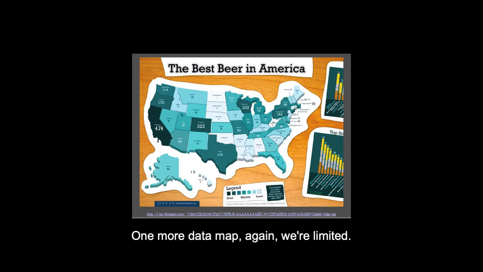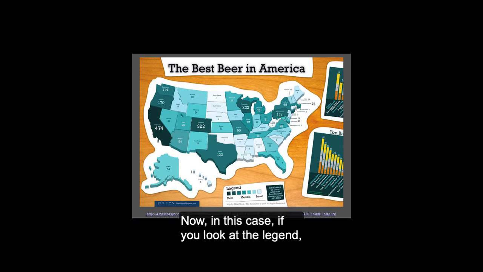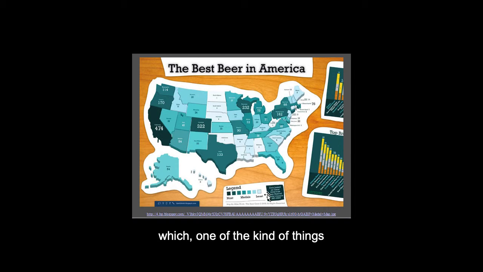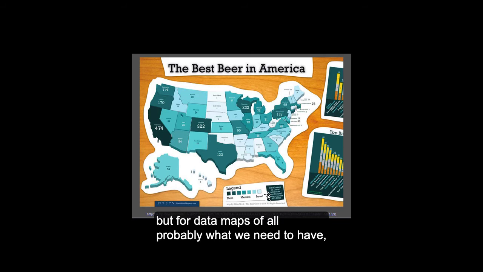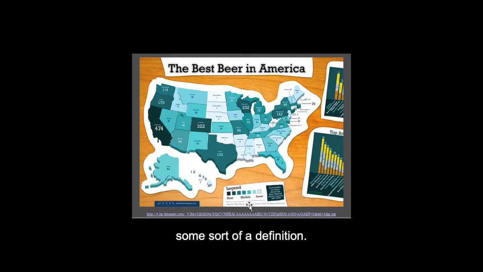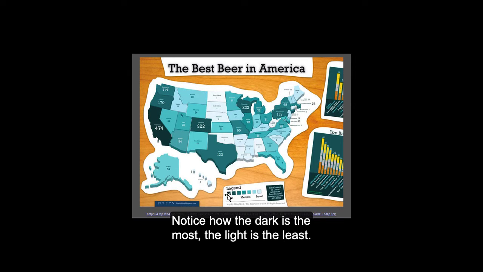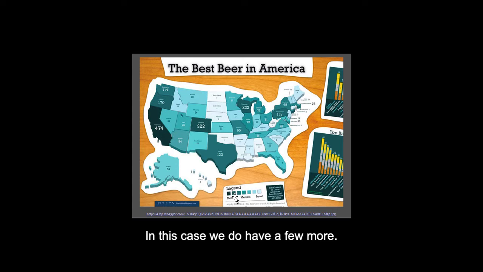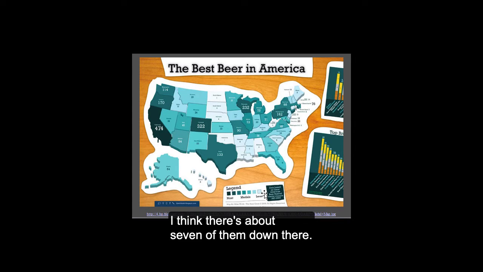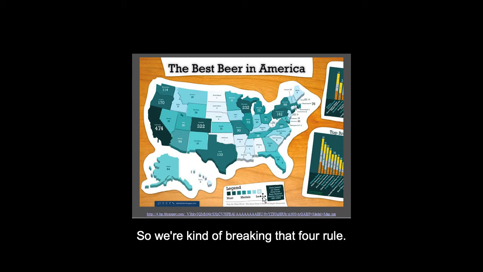One more data map. Again, we're limited. Now, in this case, if you look at the legend, which is one of the things that we really don't want to see, but for data maps we probably need to have some sort of a definition. Notice how the dark is the most, the light is the least. In this case, we do have a few more. I think there's about 7 of them down there. So we're kind of breaking that 4 rule, but we might need to do that. But we do see a progressive range.